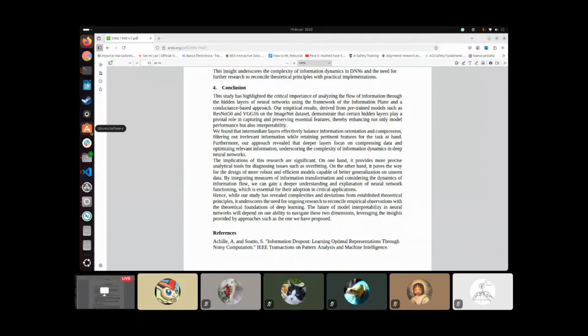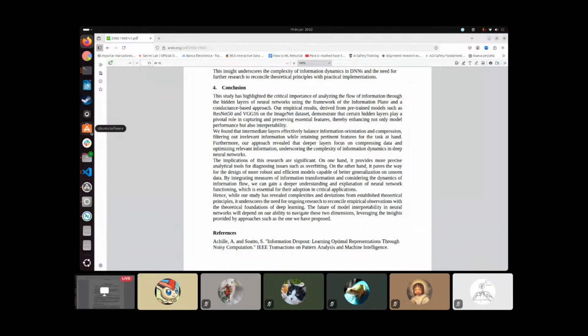I mean, I don't think that actually helps. I'm not sure why it will help performance. No, but maybe it helps something with interpretability. But we found intermediate layers effectively balance information orientation and compression, filtering out irrelevant information while retaining pertinent features for the task at hand.